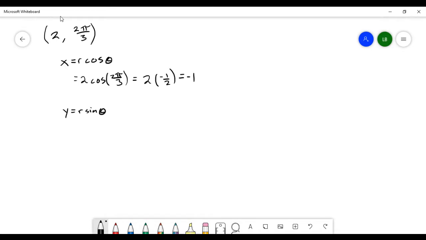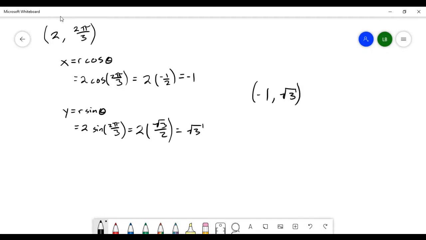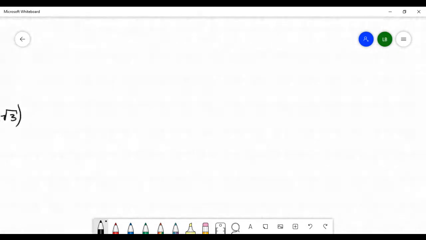Y is r sine theta, so that's 2 sine of 2 pi over 3, which is 2 times root 3 over 2, which is square root of 3. So our rectangular point is negative 1, square root 3. Easy enough. Converting points isn't all that difficult. Converting actual functions is a little harder.